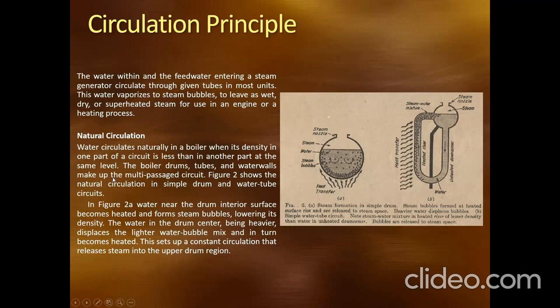Natural circulation. So, una, ito yung furnace mo dyan. So, ito yung tube mo. Iniinit siya. Pag nainit mo ito dito, simple, mag-circulate siya. Okay? Natural circulation. Water circulates naturally in a boiler when its density in one part of the circuit is less than in another part at the same level, yung left side.